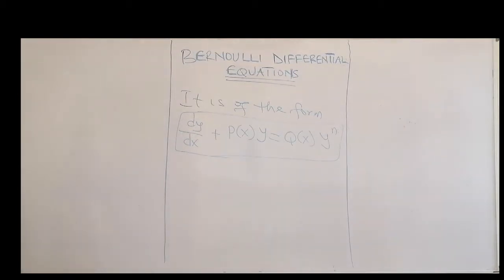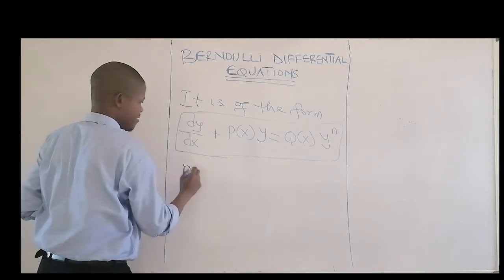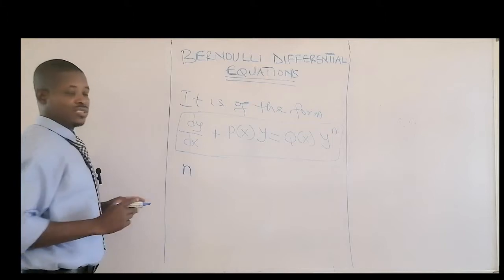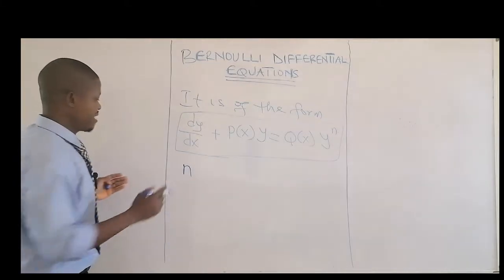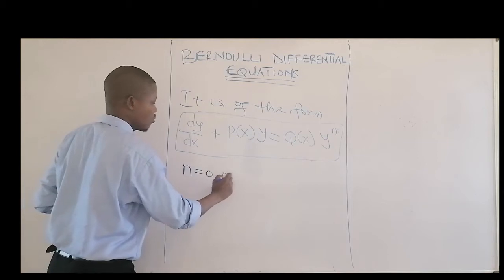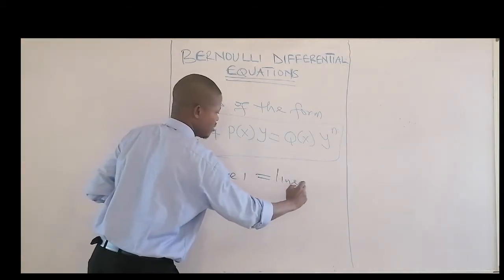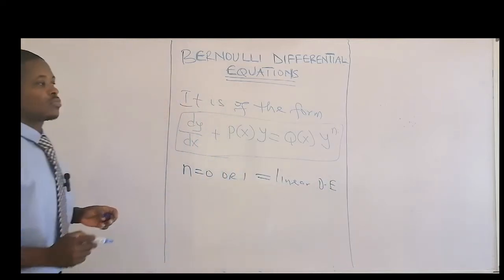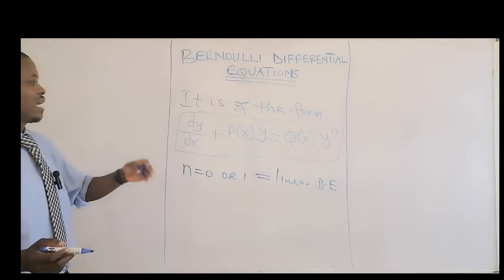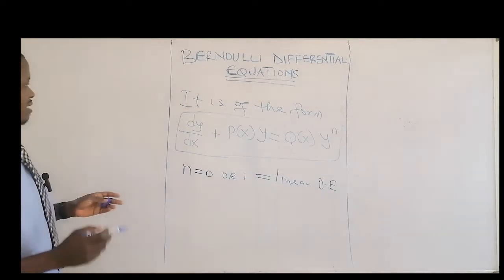Then we must know that n in this aspect is not equal to 0 or 1. If n is equal to 0 or 1, it becomes what? A linear differential equation. Okay, so for Bernoulli, n is outside 0 or 1. So that's that.